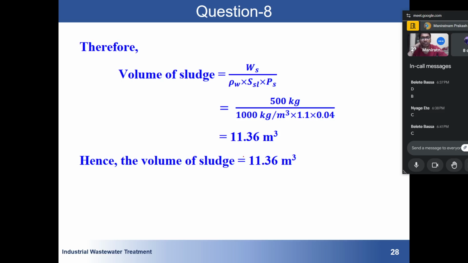So you can see that we have kept the weight, we have converted, we have found the density of the sludge, and then we have divided it. 500 divided by 1000 into 1.1, that is by the density, and that is the percentage of the solid content. And finally we have the volume of sludge, that is 11.36 meter cube. The volume of the sludge is 11.36 meter cube. Any doubt in this question?